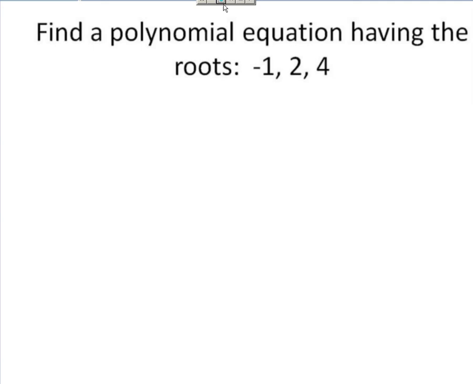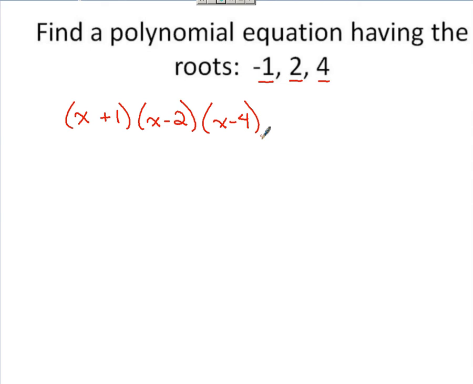If we know we've got roots of negative 1, 2, and 4, then we know those roots lead us to factors. In other words, if negative 1 is a root, I know that x minus that negative 1, or x plus 1, must be a factor of the original polynomial. If I know 2 is a root, well, x minus 2 must be a factor, and if 4 is a root, x minus 4 must be a factor.